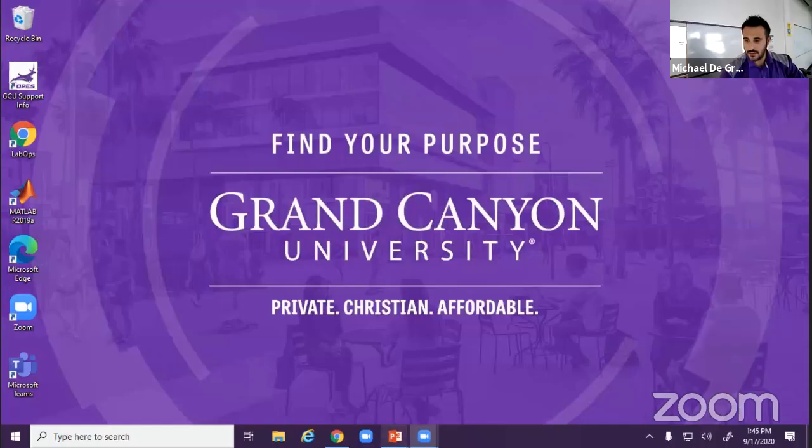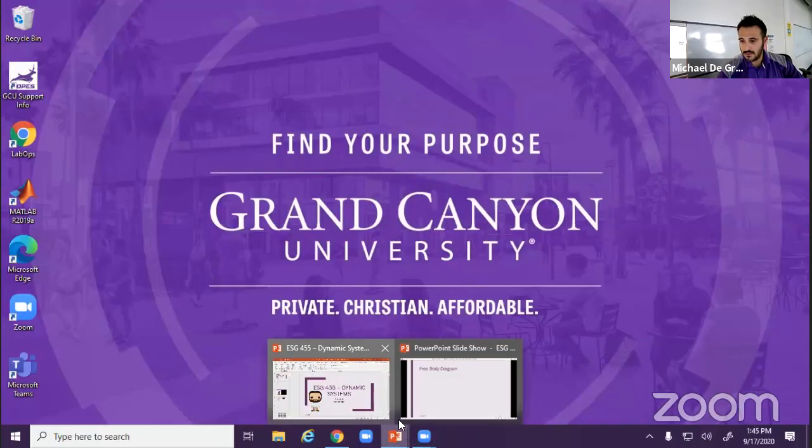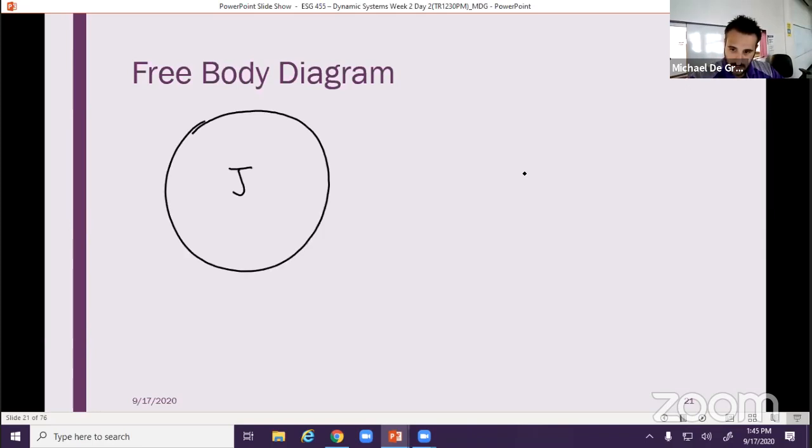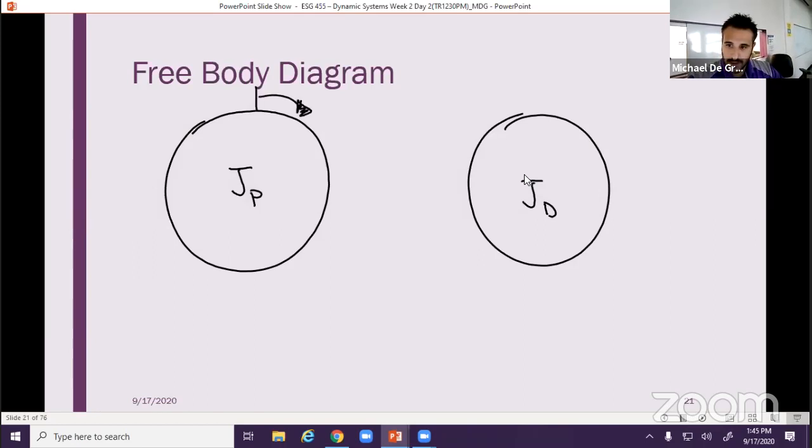You know, why don't I draw my free body diagram? That might be easier to talk about while we're doing it. There we go. Hopefully you can see that now. All right, so I got JP and I got JD, right? And so we were told that this is going to be moving in this direction, right? Based on our assumptions here, TK goes that way.